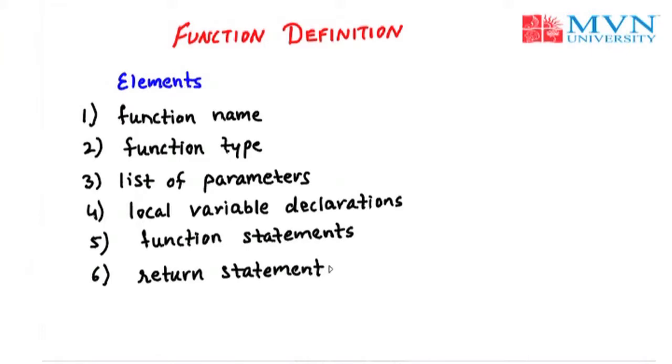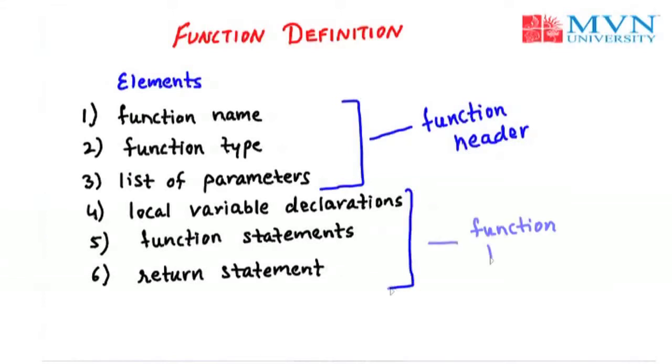All these 6 elements are grouped into 2 parts. The first part is function header, in which the first 3 elements are included, means the function name, function type and list of parameters. The local variable declarations, function statements and the return statement make the second part, that is function body.